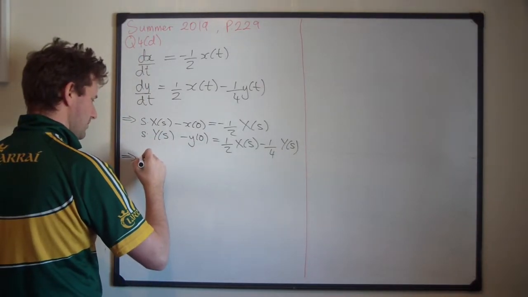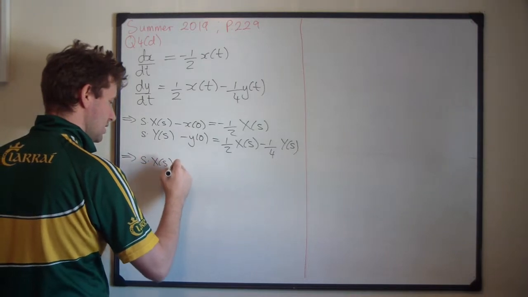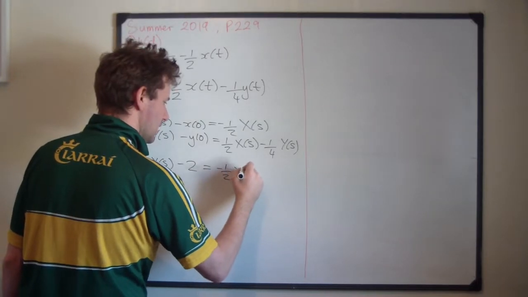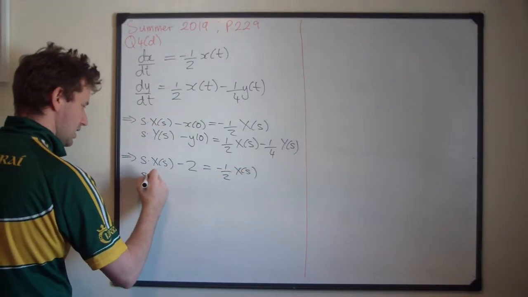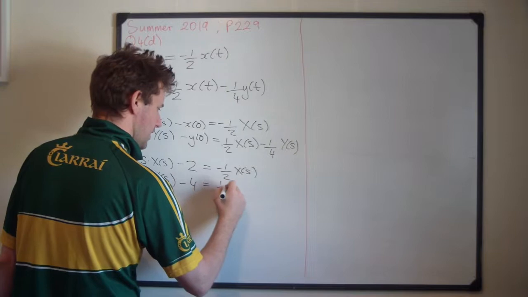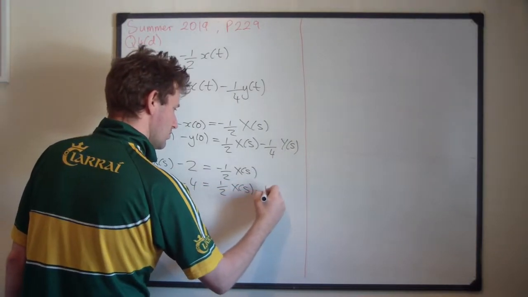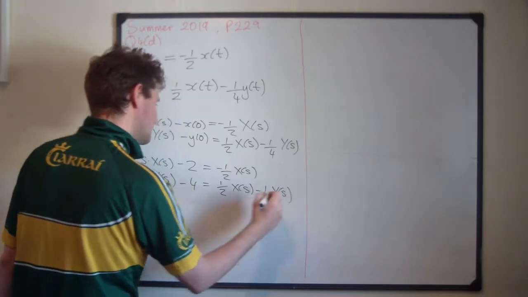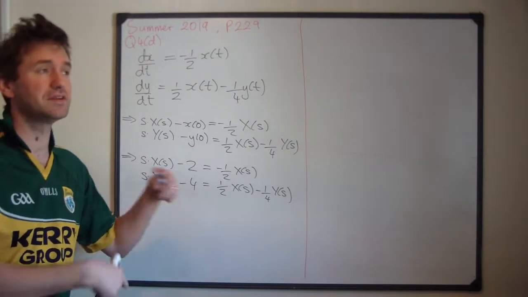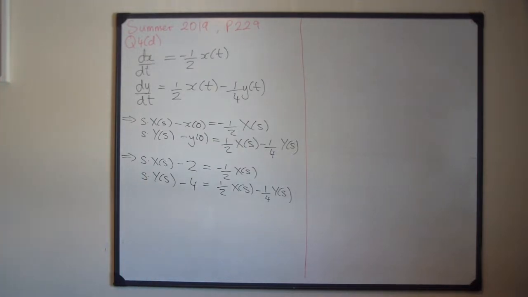So we have s times big X of s minus 2 is equal to minus a half big X of s, and s times big Y of s minus y of 0, which is 4, equal to a half X of s minus a quarter Y of s. So what we've done is we've successfully written the simultaneous differential equations as simultaneous equations in algebra. Now what you can do is just solve the first one, find big X of s, substitute in here, solve for Y of s, send both of them back. But as I said, I've said enough now.